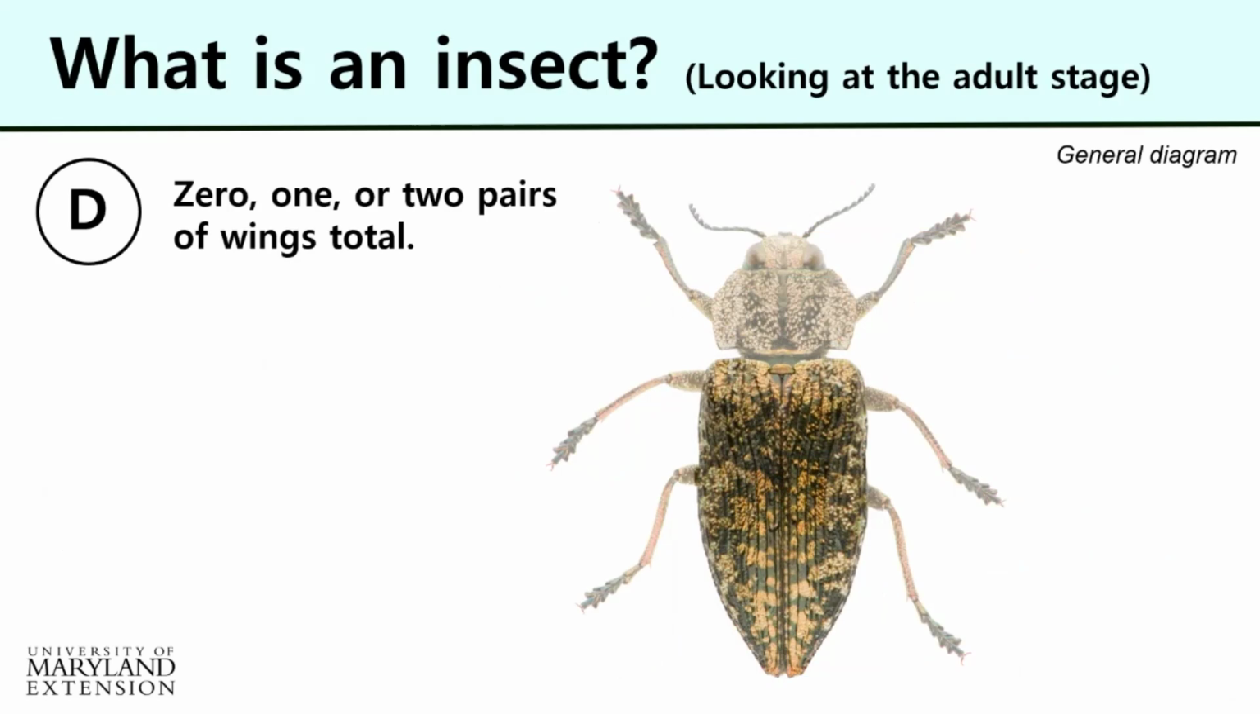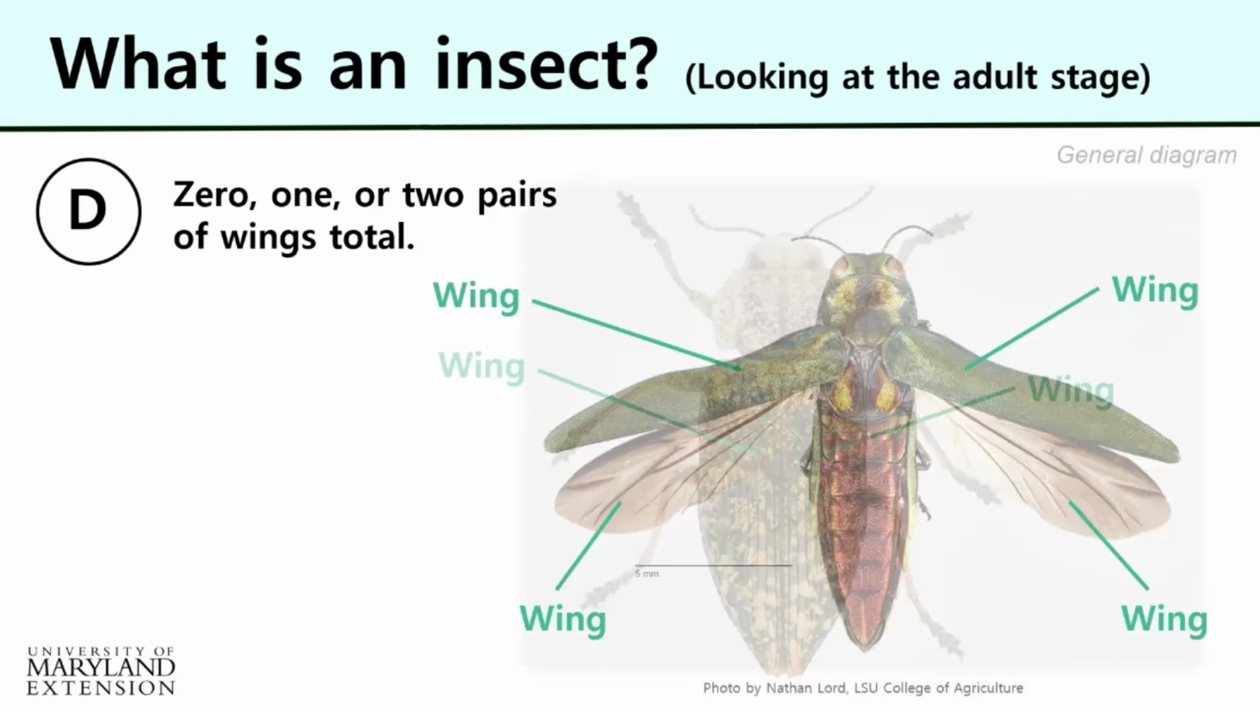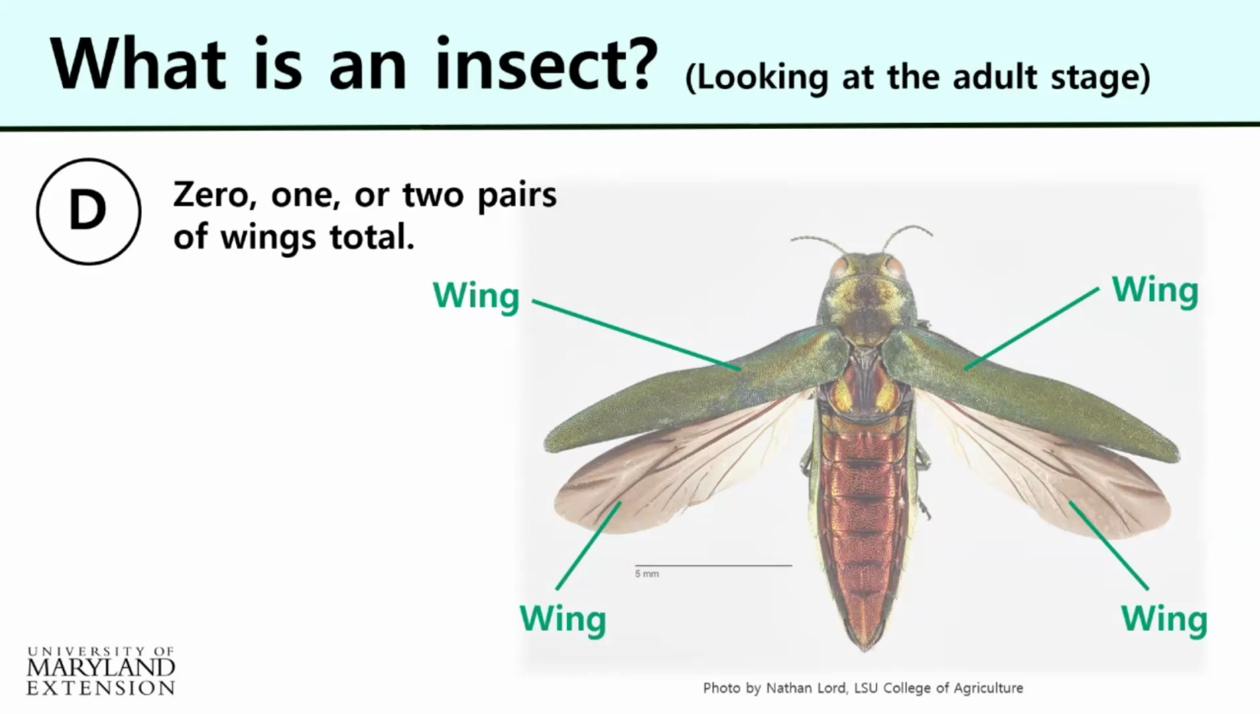Now, not all of our insects have wings. This can also vary by the life stage of a particular species. So an insect could either have 0, 1, or 2 pairs of wings total. Like with our beetle here, we can visibly see the 1 pair, the top pair of wings. And if we were to open these beetle wings up, we can see the bottom pair. So we see our beetles have 2 pairs of wings total.